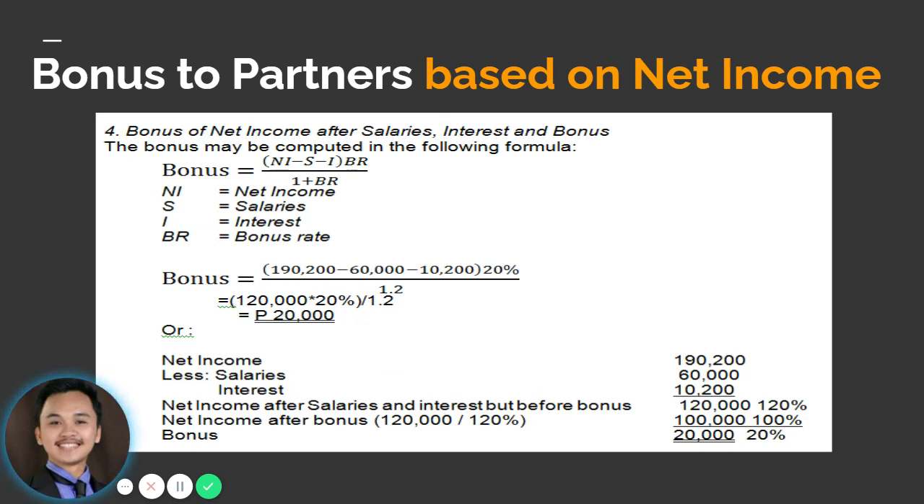Or you could also use the alternative computation. You have net income of 190,200 less salaries of 60,000 and interest, because these salaries and interest are already given. So we have net income after salaries and interest but before bonus of 120,000. Then you divide 120,000 by 120% to compute for the net income after bonus. So net income after bonus is 100,000 and therefore your bonus will be 20,000. You can opt to use this way or use the formula directly.